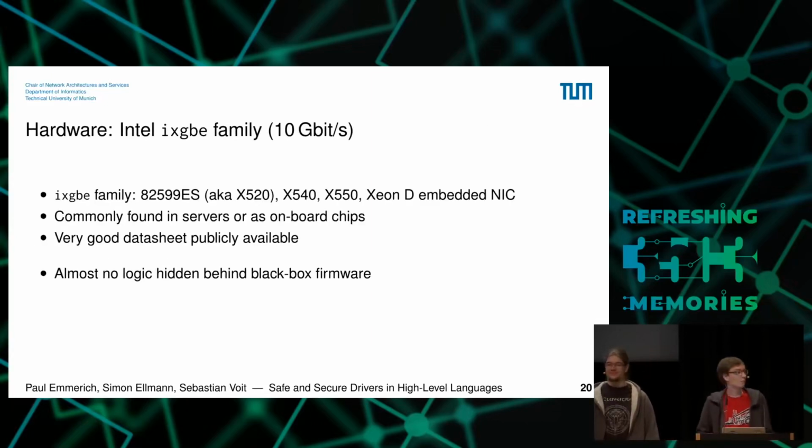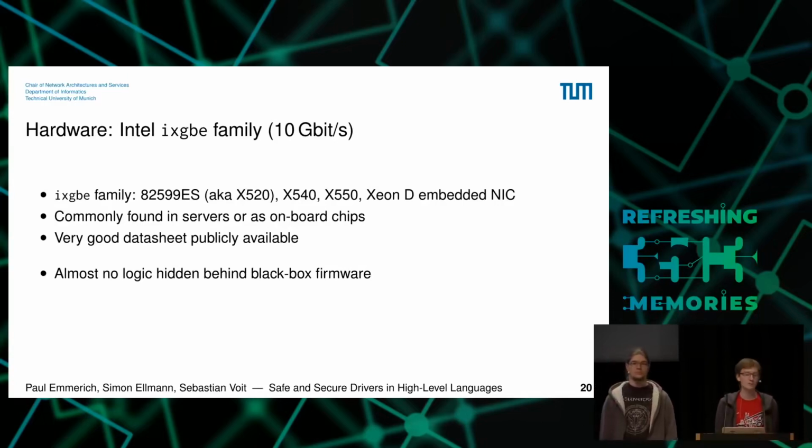So then we have a lot of hardware at the university, and I gave them all access to servers with 10 gigabit network cards of the Intel IXGBE family. This is a really common network card that you will find on a lot of servers, like the default go-to 10 gigabit network card. You will often find it on board or even embedded in some of the CPUs.